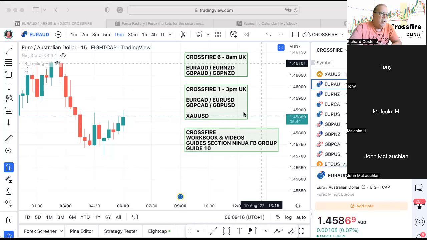You can also do Crossfire at the handover, or should I say the crossover, between London and New York, which occurs around about 1:30. And so we do four different pairs: European, GBP, USD, and Canadian dollar. And I also look at gold at that time as well.